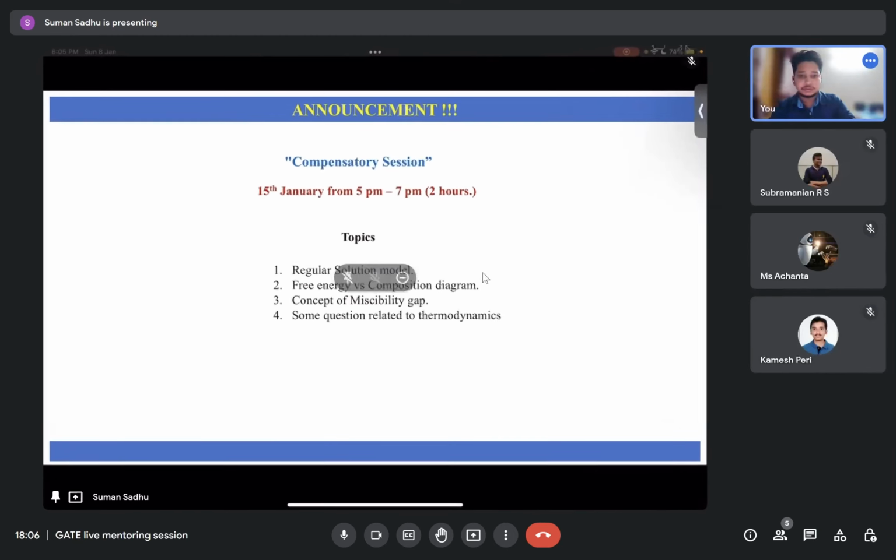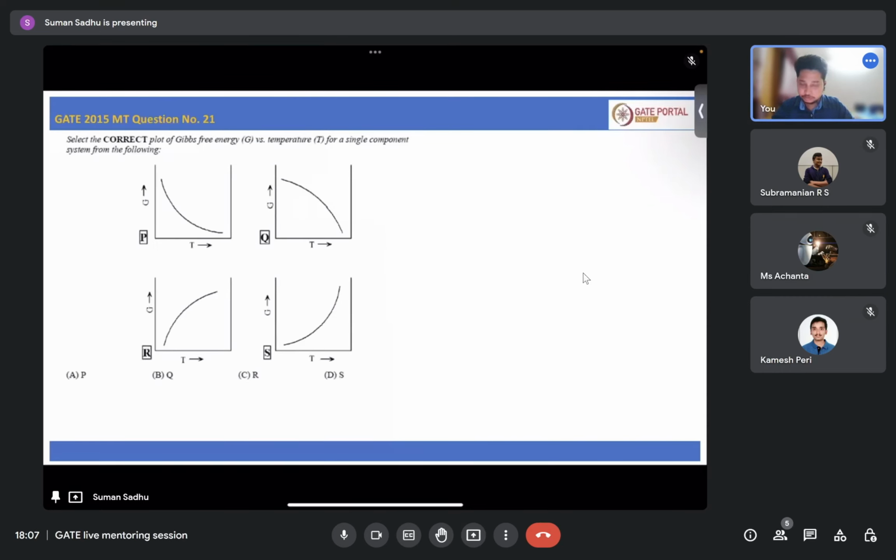If you want me to cover any other topics or any other questions in which you are facing problem, I will also try to cover those. Okay, so now let's move into the first question of today's. This is question number 21 of GATE 2015 Metallurgical Engineering. The question states: select the correct plot of Gibbs free energy versus temperature for a single component system from the following. As you can see, the four graphs are given.